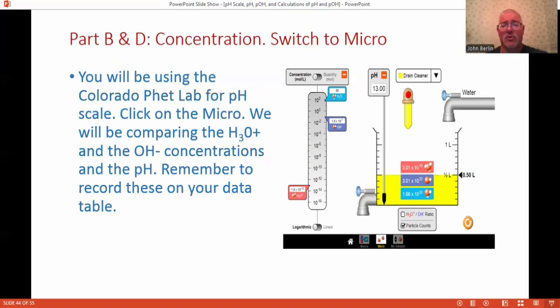All right, this time you're going to go from the macro and switch to the micro lab. And in this case here, it's going to give you concentration, a little bit different. You're going to notice when you put the solution in, the pH meter looks like a little tiny flag there, but it says pH, and it's going to give you what the pH is. In this case here, I got drain cleaner in the example, and you're going to notice there's a concentration of H3O plus and OH minus. Now, those are your concentration of hydrogen ions versus your hydroxide. So if it's a base, your OH should be greater than the H plus.